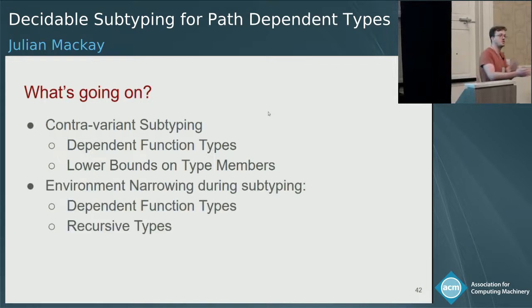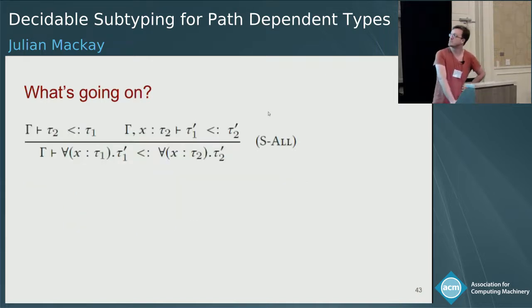So if you're familiar with DOT, this term might jump out at you. It poses a problem for soundness, but it also poses a problem for getting some kind of usable and yet decidable subtyping for Wyvern. So where does this show up? Well, it shows up in dependent function types, again, and also in our recursive object types. So if we look at the actual rules, right, we have S-all, which is our subtyping for dependent function types.